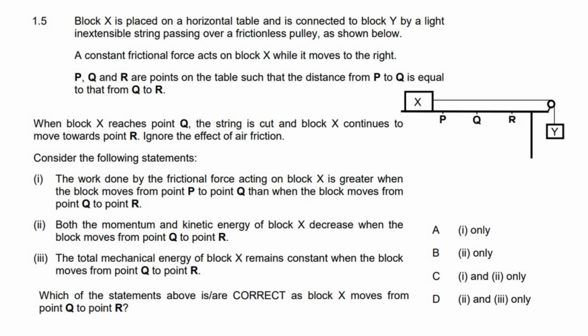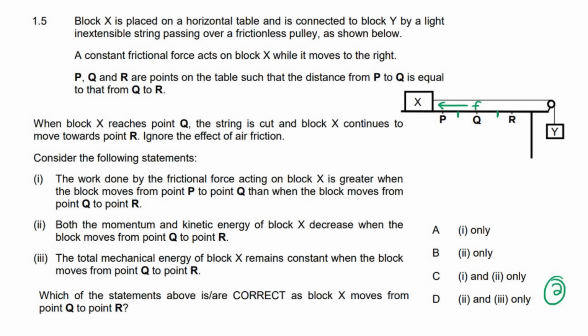Whoa, this looks like a lot. Block X is placed... Oh, by the way, this is only a 2 mark. It's just a normal multiple choice. Okay, block X is placed on a horizontal table and is connected to block Y by a light, inextensible string over a frictionless pulley. A constant frictional force acts on block X while it is being pulled to the right. Okay, so it's being pulled to the right, and so the friction force would be acting in the opposite direction. So there's your friction force. P, Q, R are points in the table such that the distance from P to Q is equal to that from Q to R. Okay, so from P to Q is the same as from Q to R.